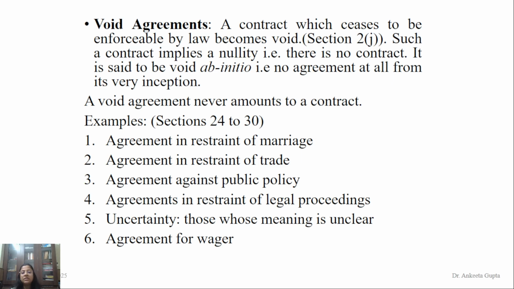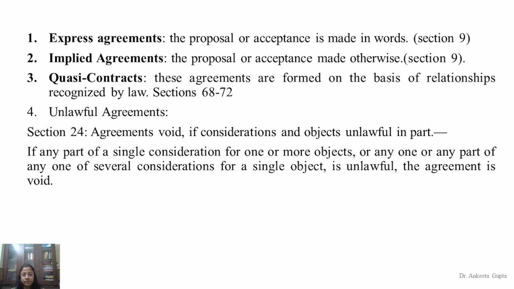I will be explaining these terms in future classes. Then we look at what are express agreements. An express agreement, as per Section 9, is where everything has been written down in express words, communicated to both the parties in express words, and therefore it's an express agreement. Implied agreements, where actions have been taken in order to indicate that I accept your agreement.